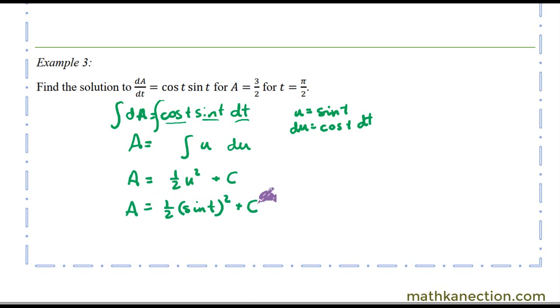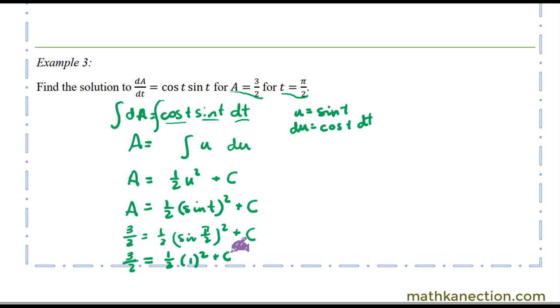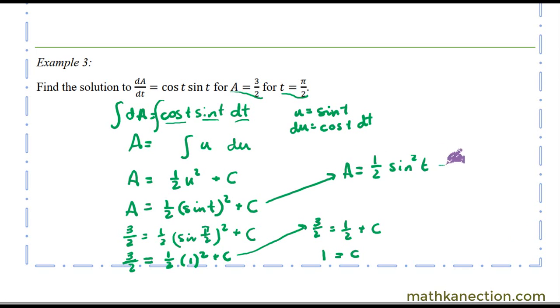And then replacing in the initial value, A is equal to 3 halves and t is equal to pi over 2. So 3 halves is equal to 1 half sine of pi over 2 squared plus c. Sine of pi over 2 squared is 1. So 3 halves is equal to 1 half plus c, so c is equal to 1. And then writing the particular solution, A is equal to 1 half sine squared t plus 1.